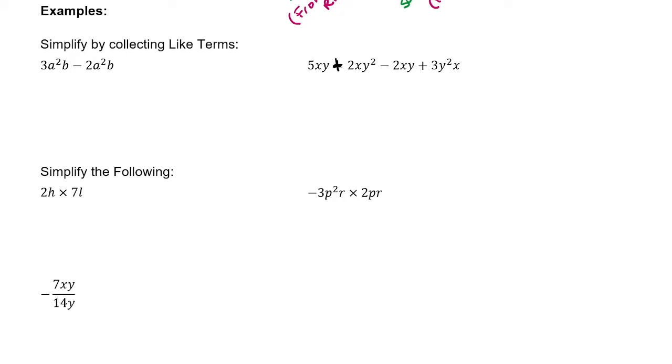Okay, let's get started. Here we are collecting like terms. So you can see here we've got 3a squared b minus 2a squared b. They are like terms because they have the same pronumerals with the same powers. So we just go straight ahead and do the subtraction. It's 3 minus 2, which is 1. So it is just a squared b. Quite simple there.